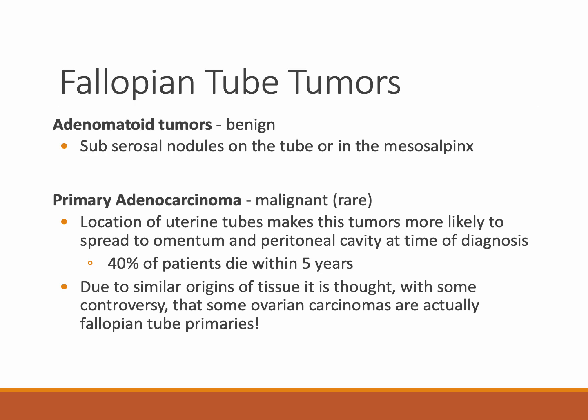Now, what's interesting about this is because of the similarity in origins of the tissue, so we have that Mullerian duct tissue, and you remember that the Mullerian tubes were fusing during embryology to create the uterus, the vaginal canal, cervix, and all that. So there's a lot of similarity in originating tissue types here. And as a result, there is some thought that some ovarian carcinomas that we get, which are also adenocarcinomas, are really just fallopian tube primaries that metastasize or just locally invaded into the ovary.